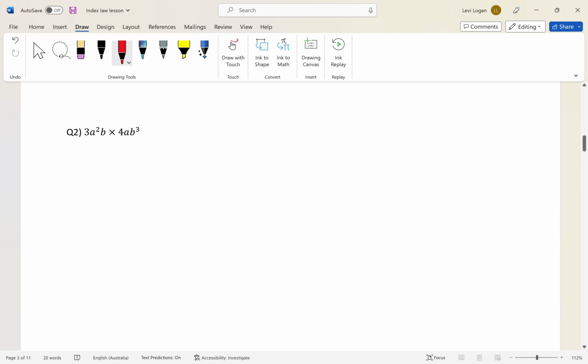Question 2: 3 times a squared times b, multiplied by 4a times b to the 3. Feel free to pause the video if you want to have a go at this problem. This one's a bit trickier than the last one. We've really jumped the gun. So we've got 3a squared b times 4ab cubed.